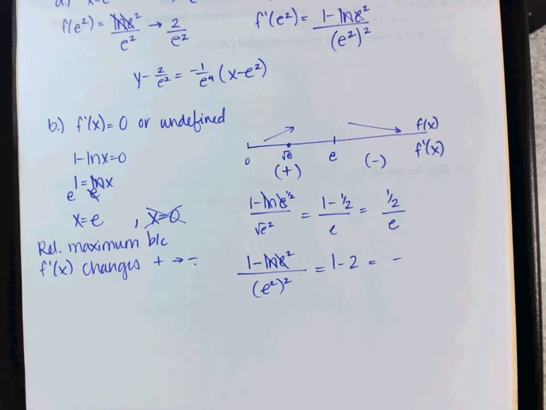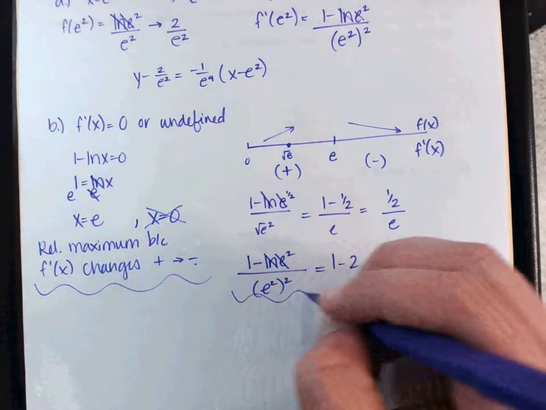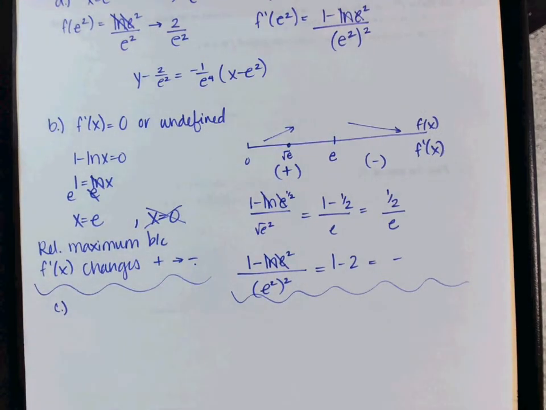Okay, part C says find the point of inflection. How do you find an inflection point? Take the what? Focus. Okay, the second derivative, right? So for part C, if I want a point of inflection, I need to find the second derivative.